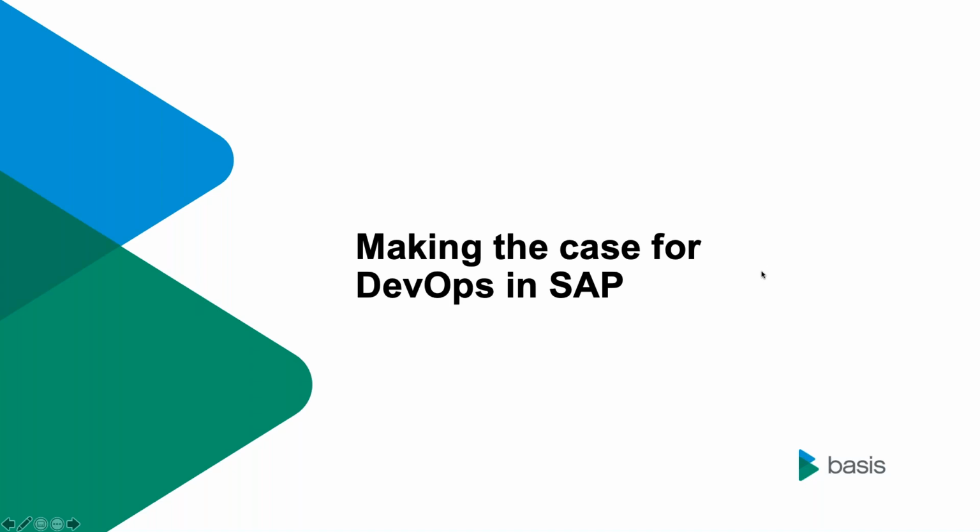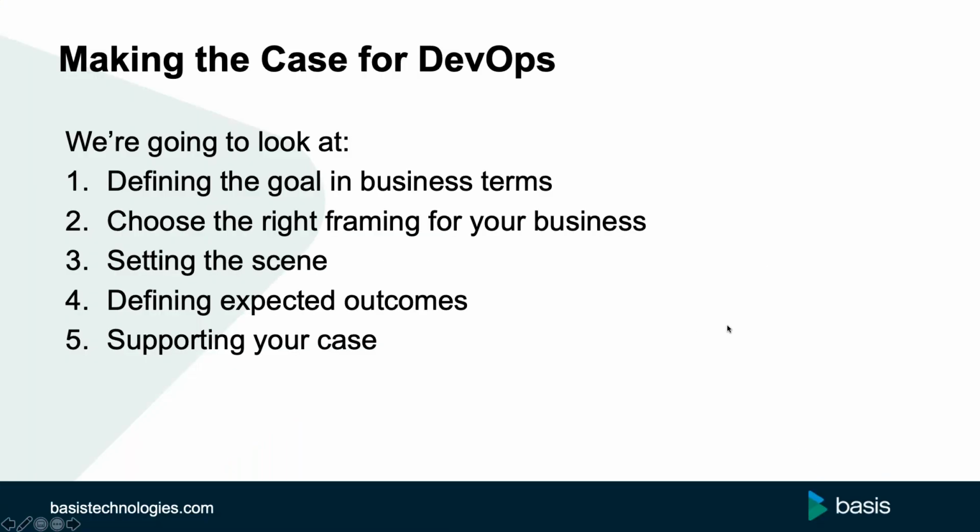So let's dive in. There's really two sections to the presentation. The first is specifically focused on making the case for DevOps in the SAP domain, and then a second, shorter section will look at some other general tips and tactics about creating and selling a business case. So for that first section, we're going to look at five different areas.